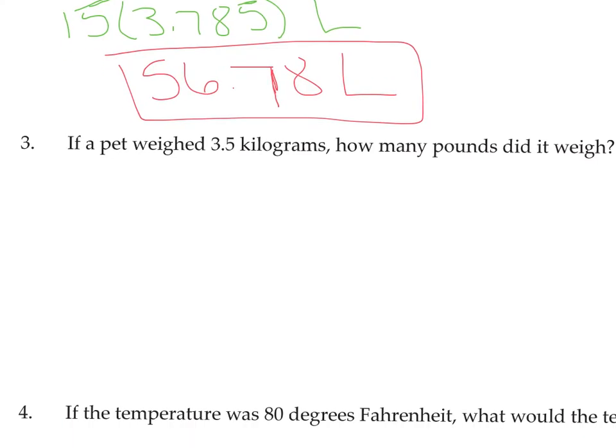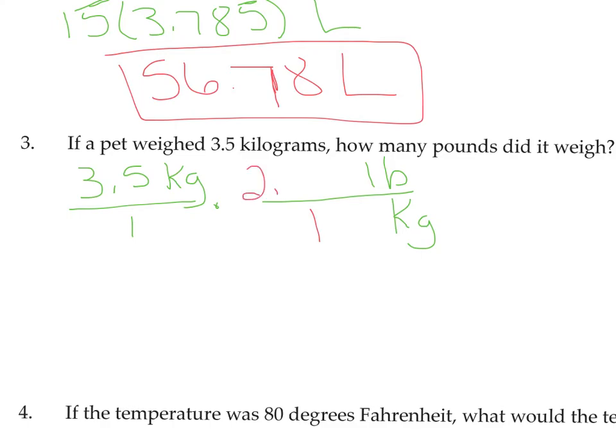Number 3. If a pet weighed 3.5 kilograms, how many pounds does it weigh? So converting kilograms to pounds. 3.5 kilograms. All right, we want to get rid of kilograms. We want to be left with pounds. Do we have a conversion for 1 kilogram? Yes, we do. 1 kilogram equals 2.205 pounds.